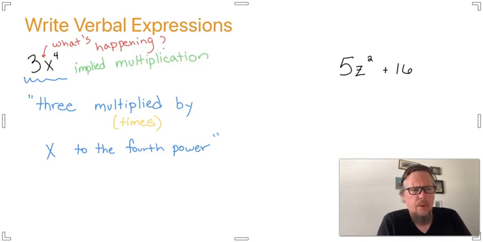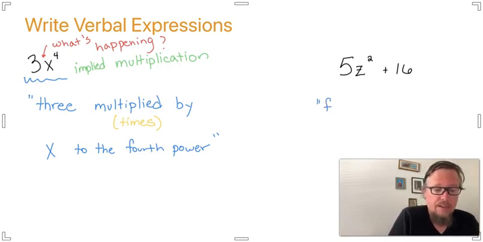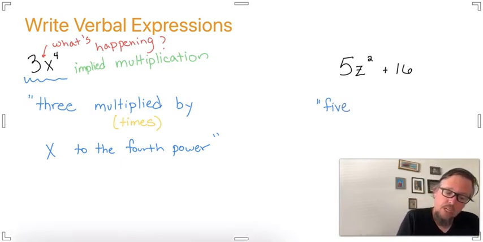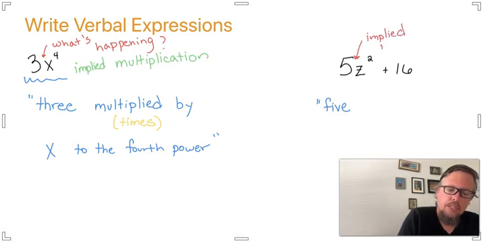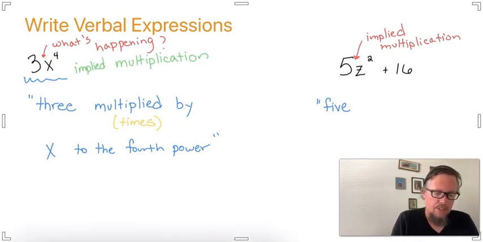Okay, let's take a look at the one right next to it. We've got a 5 and then a z and an exponent of 2 plus 16. So if I was going to say this out loud, I would start off by saying 5. Just like on the last problem, we have some implied multiplication going on right in here. If there is no symbol, it's multiplication. So in between the 5 and the z is multiplication. So we can say 5 multiplied by, or 5 times.